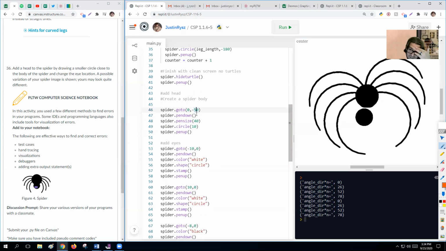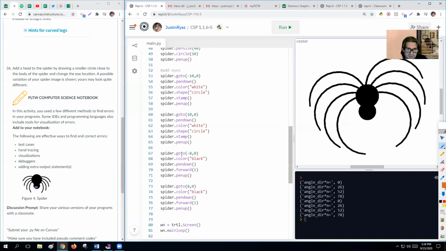Let's see, that circle has a radius of 10. I'd probably even make this -30. And even a little bit to the right, so 10. Okay, and then we have a problem that the eyes are not in the right location, so we need to move the eyes a little bit more.